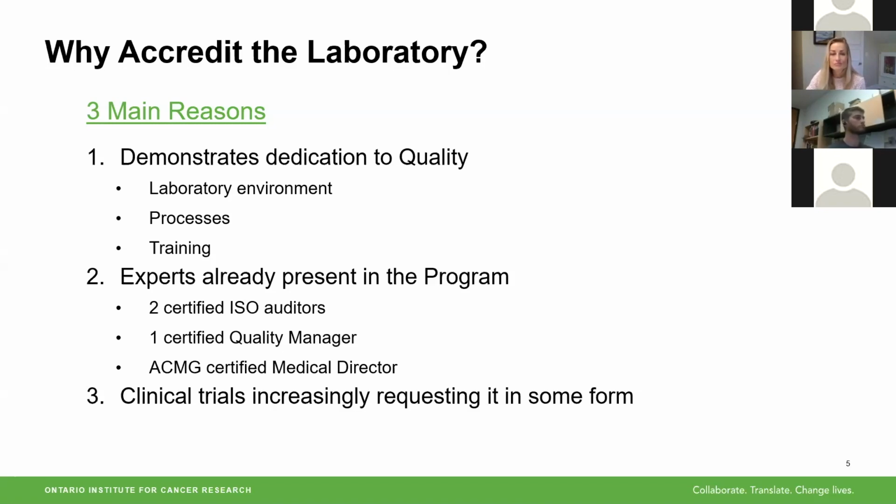And then thirdly, clinical trials have all started requesting this in some form. They might not always know what kind of accreditation they want, but they want something, usually CAP. So by bothering to accredit our lab, this greatly increases our scope and the amount of work that we can actually participate in.